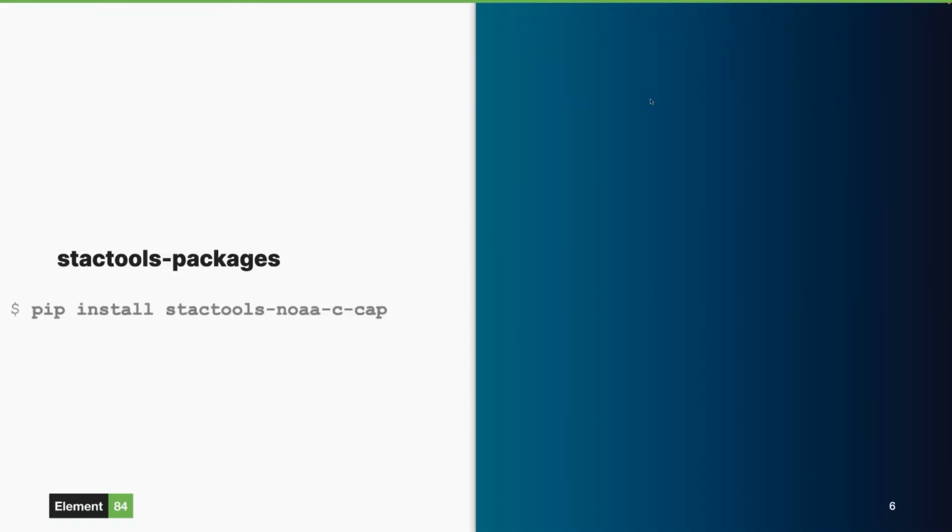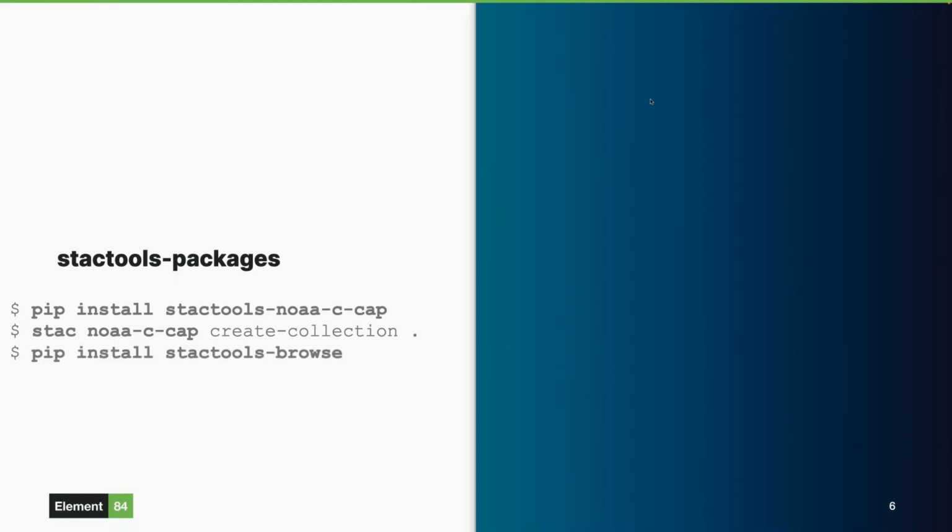I want to talk briefly about Stacktools packages. As I mentioned, there's 48 of them right now. A lot of them are dataset specific. I'll pick on this one called NOAA CCAP, which is a land cover product that we've created a Stacktools package for. It can create a collection for all of the NOAA CCAP data with one command on the command line, which is kind of fun. It goes and fetches assets, creates collections, creates items, does all that stuff.